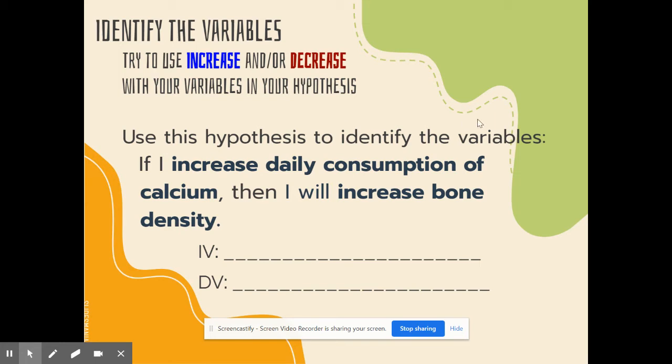So let's test our knowledge. Okay, here's a hypothesis. If I increase daily consumption of calcium, then I will increase bone density. What do you think is the independent variable in this hypothesis? And what do you think is the dependent variable? If you said the consumption of calcium was the independent variable and bone density was the dependent variable, then you were correct.